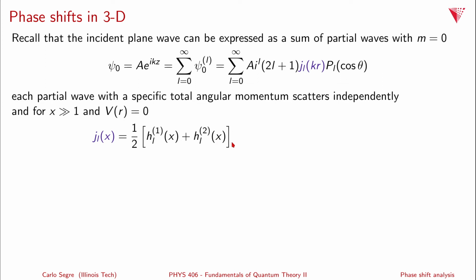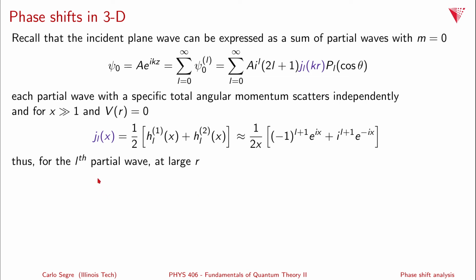And when you assume that you're far away from the scattering center, that is, x is much, much greater than 1, or in this case, kr, that is, r is much, much greater than 1, then you can rewrite these, given a 0 potential everywhere, as approximately 1 over 2x times minus 1 to the L plus 1 power, e to the ix, plus i to the L plus 1, e to the minus ix. So that's the expression of the Bessel functions when you're far away from the scattering center and the potential is 0.